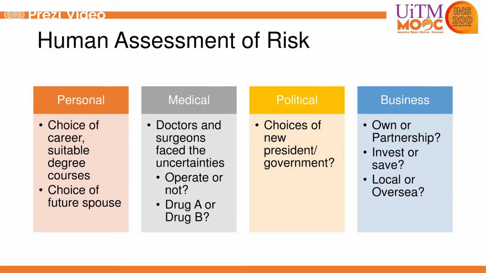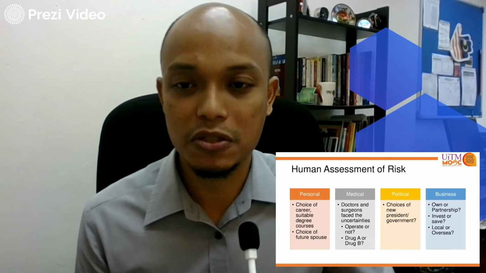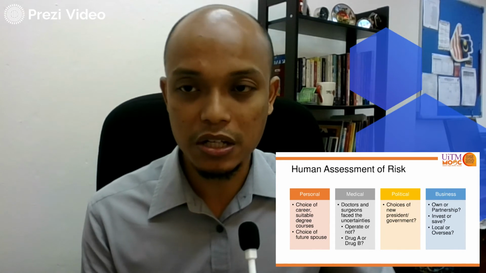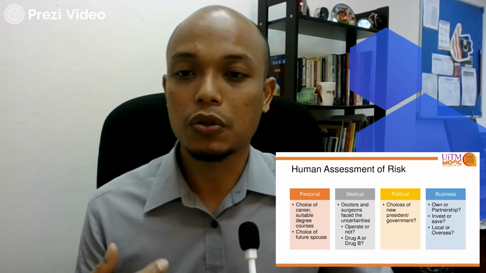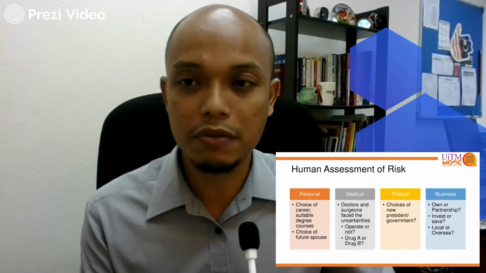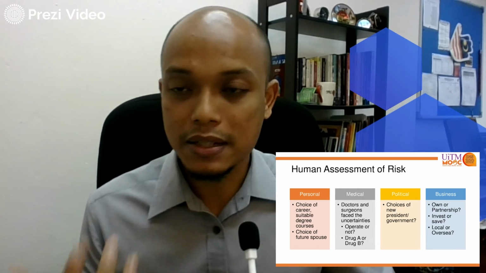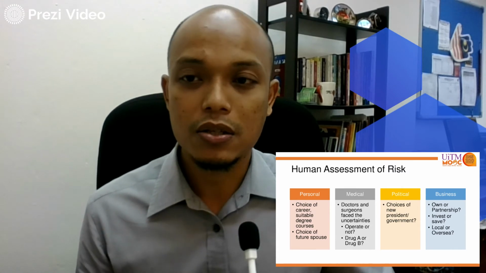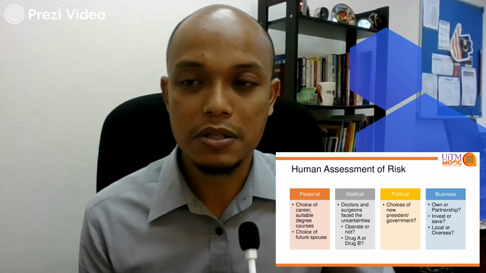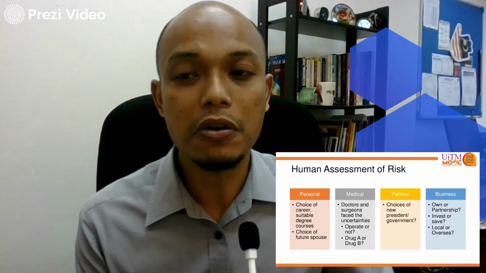Okay, so this is where the doctors and nurses and the surgeons face uncertainties. Okay, they need to make a choice as well. Medical staff, doctors, they need to make a choice whether to operate on you, the patient, or not, or to use medicine A or medicine B. When a person falls sick and comes to you, as a doctor you need to examine the patient. When you find out that this person has a serious disease, you need to make a decision whether to operate or not.